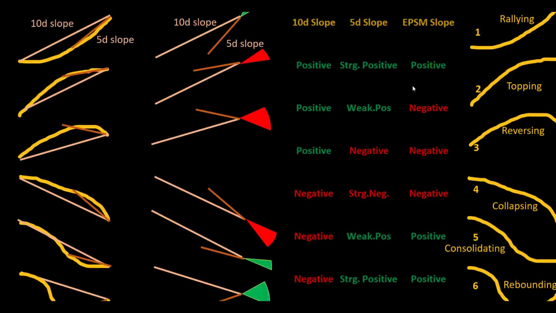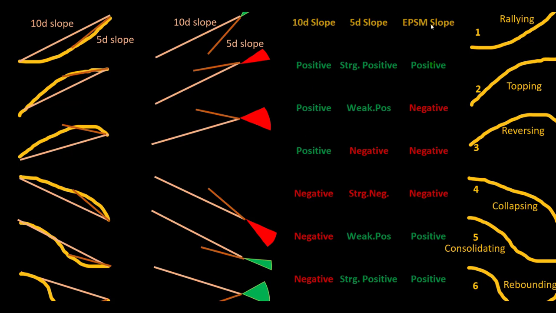So we have several scenarios here. We have actually 6 different scenarios, okay? So one is scenario 1, I want slopes that go upward. So I call it rallying. Scenario 2, I want topping. Scenario 3, I want topping, but then reversing. Scenario 4, I want collapsing. Scenario 5, consolidating, so down and then flat. And 6, rebounding.